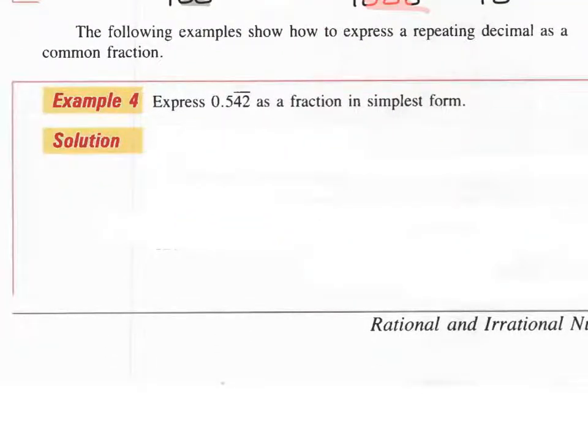So here is the process. I'm going to take my repeating decimal, and I'm going to have n equals it. So n equals, and I'm going to leave a little gap here.